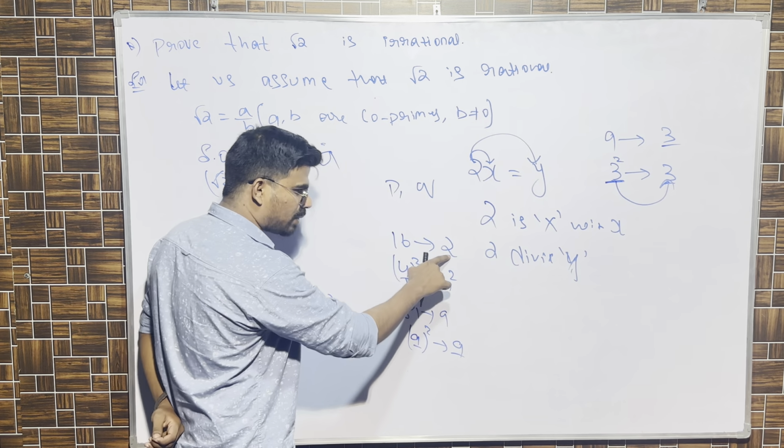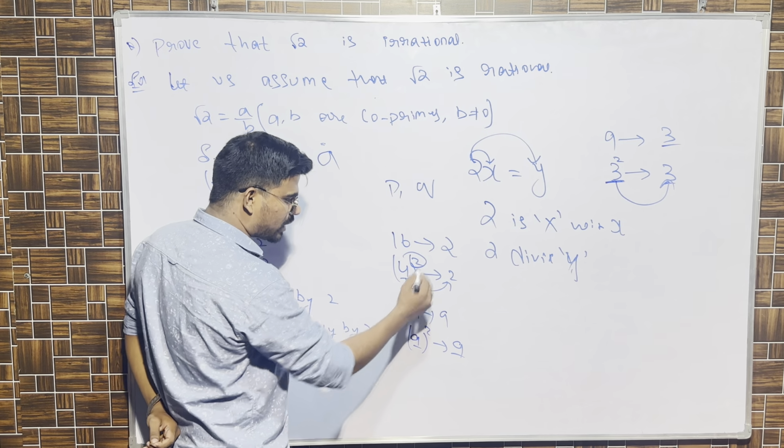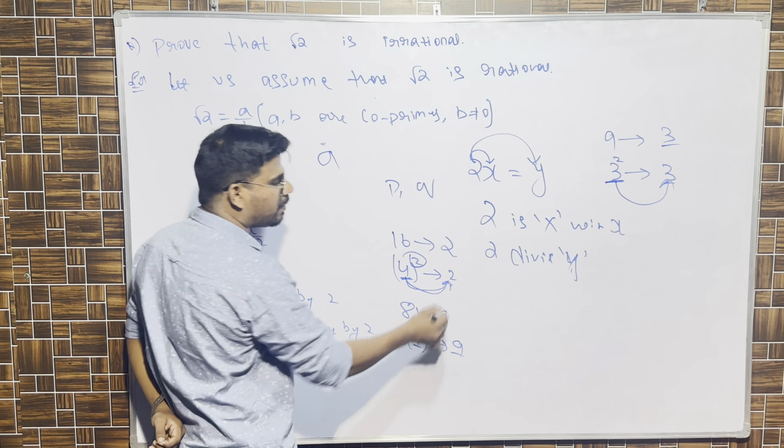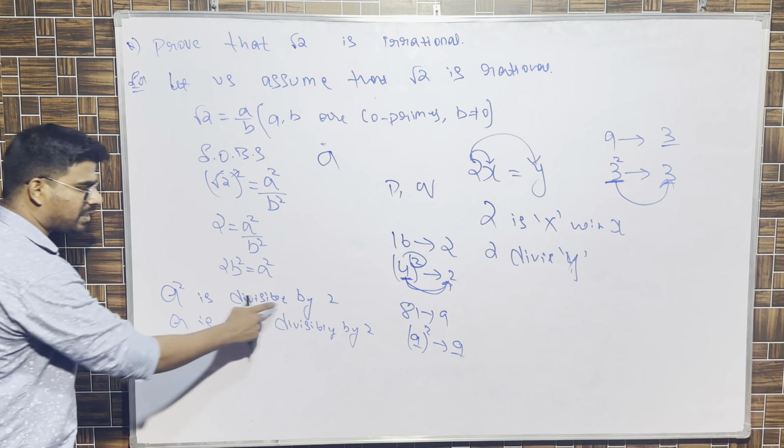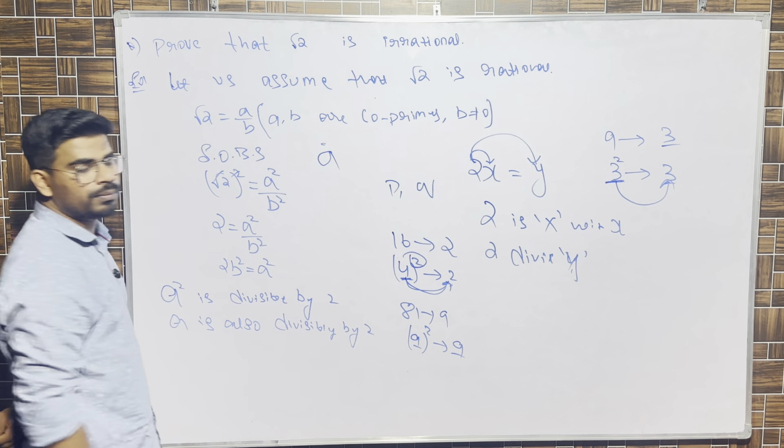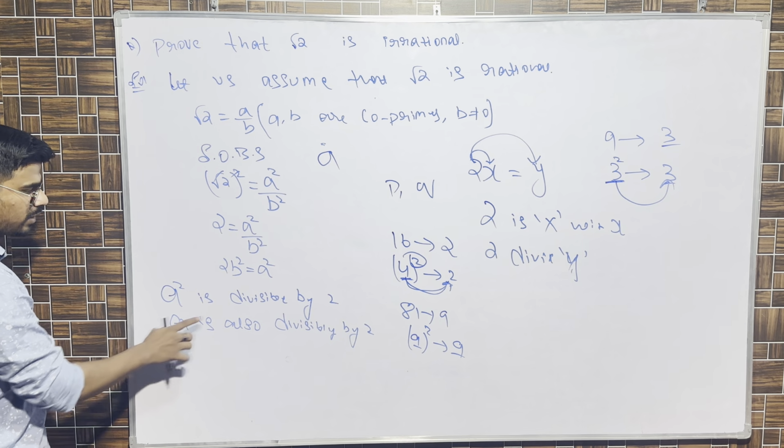If the square of any number is divisible by some number, then without removing the square, whatever is there in the base is also divisible by the same number. If a square is divisible by 2, a is also divisible by 2. By those examples, we can conclude that a is also divisible by 2.